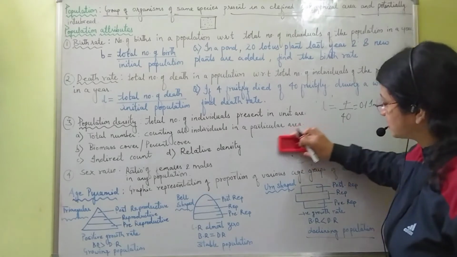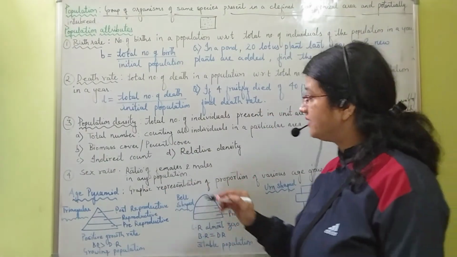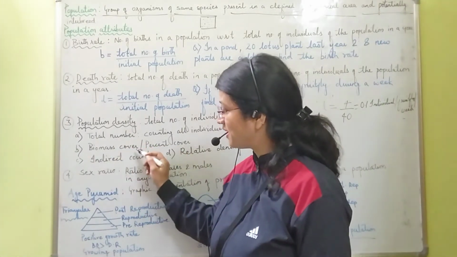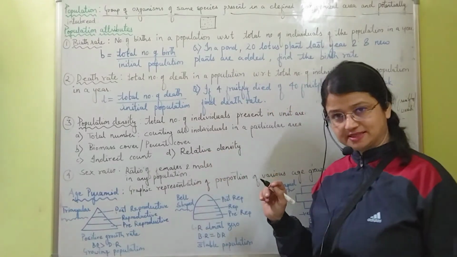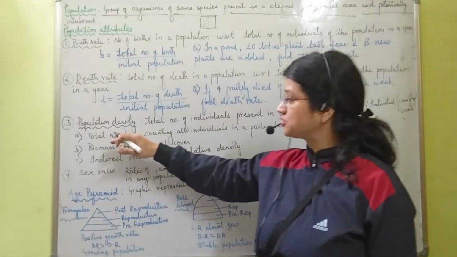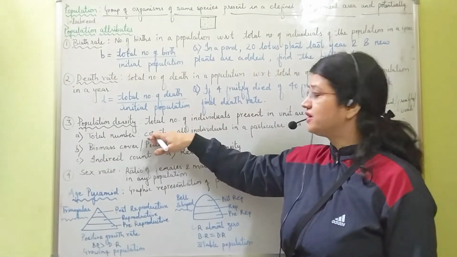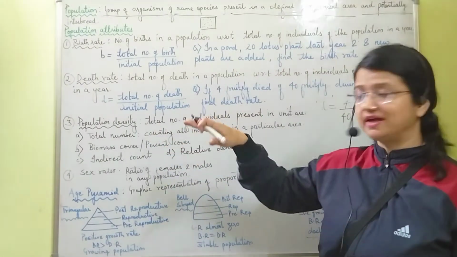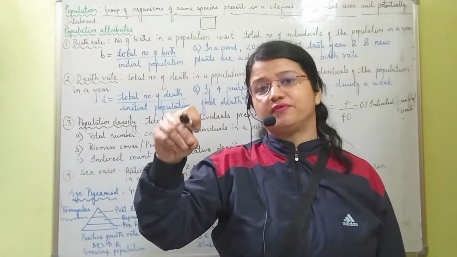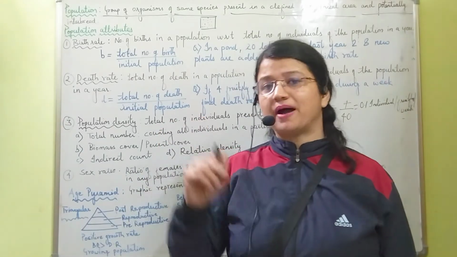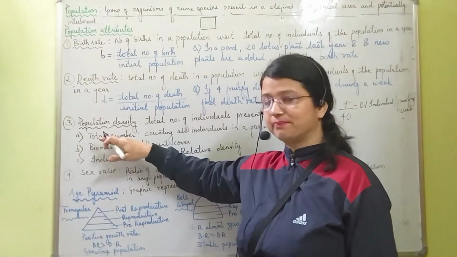There are various methods to find out the population density. It is written in your NCERT, and these are the total number method, biomass cover or percent cover, indirect count, and relative density. So first of all, see what is the total number method. This is one of the easiest methods. What will we do here? Here we will count the number of individuals in an area. Suppose there is an area, and if we find out the population density of that area by counting the number of individuals, then it will be done by the total number method.